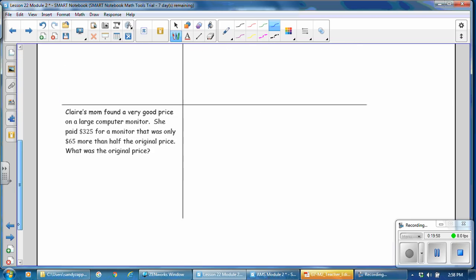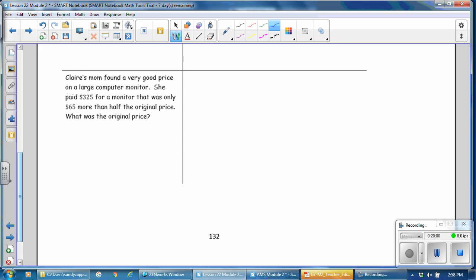We're going to go down to Clara's mom, the next problem. Clara's mom found a very good price on a large computer monitor. She paid $325 for the monitor. That was $65 more than half the original price. What was the original price? So the important information is that she paid $325 for the monitor, and that was $65 more than half the original price. And we don't know the original price, so we're going to use a variable for the original price.